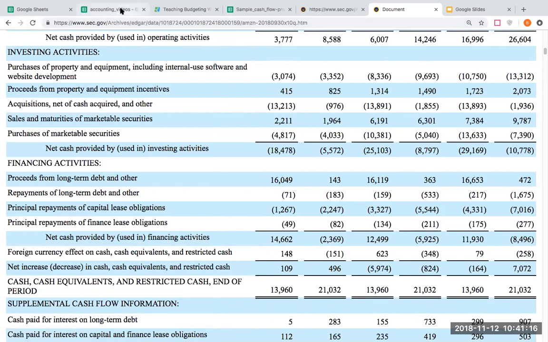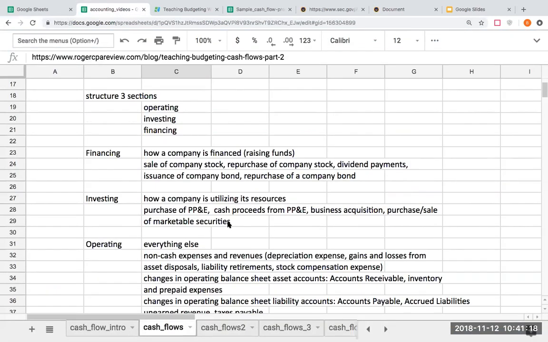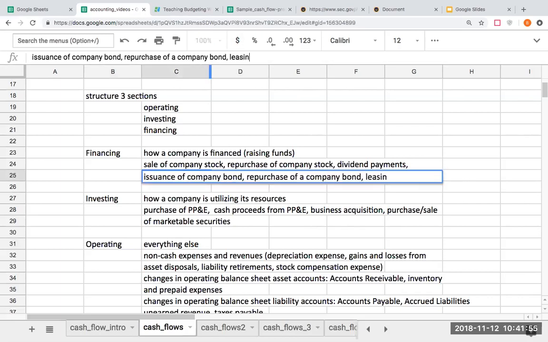But let's go back over here and talk about this more. So there are 3 sections in a statement of cash flows. There's financing, investing, and operating. For financing, what this is really telling us is, how are we financing or raising funds for operating our business? And so here we've got a sale of company stock. If I'm repurchasing my own company stock, this is not the stock of another company. This is my own company. Dividend payments, issuance of a company bond, repurchase of a company bond, and then right over here, leasing transactions.